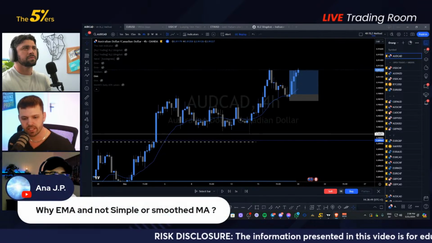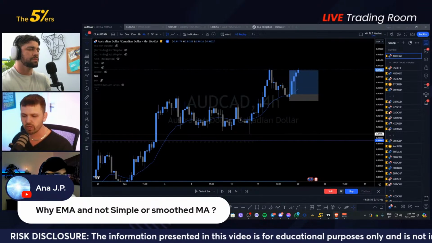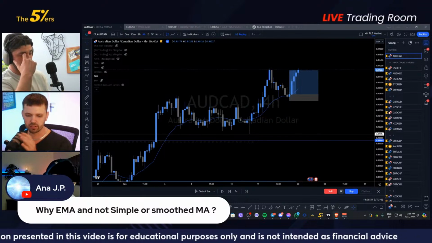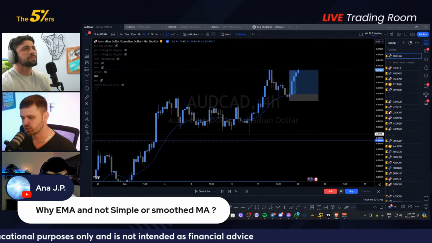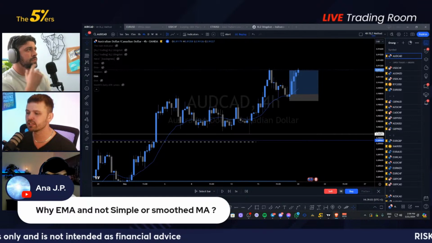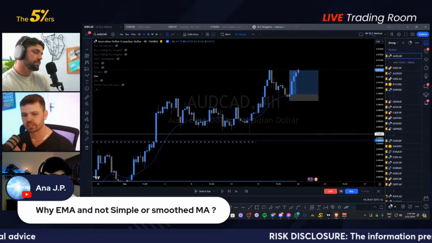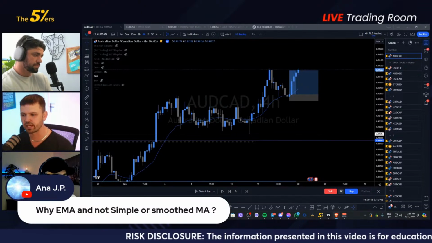Why are we using EMAs and not simple or smoothed? Basically, why are we using EMAs and not SMAs? So the difference between SMAs and EMAs: a 21 simple moving average, a 21 SMA, basically looks at the last 21 candles and then calculates the average price. That's it. That's the calculation.